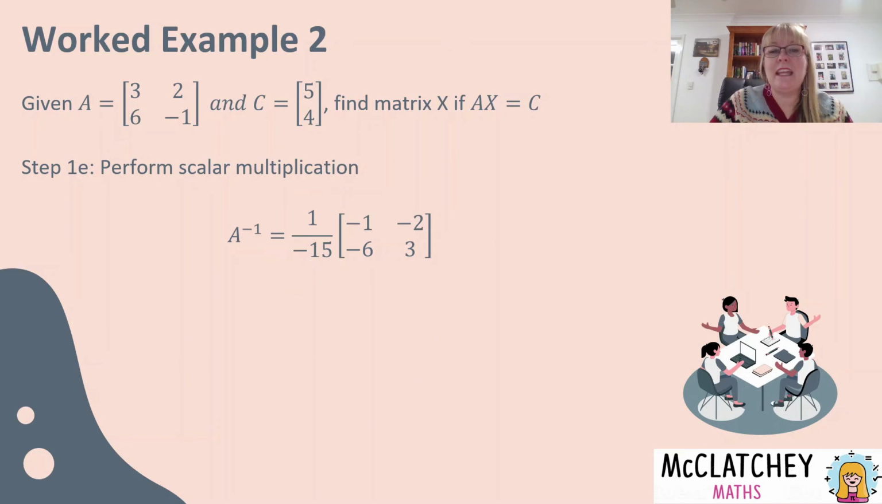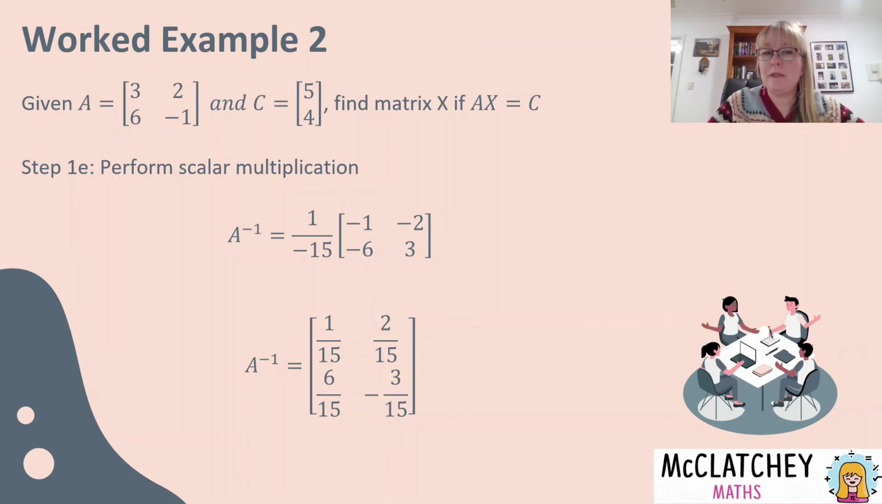If I take -1 and multiply that by -1/15, I get +1/15. If I take -1/15 and multiply that by -2, I get +2/15. If I take -1/15 and multiply that by -6, I get +6/15. And if I multiply -1/15 by +3, I get -3/15. So be very careful with multiplying negatives by negatives and negatives by positives, so that you end up with the right result, or you're going to muck everything up completely.